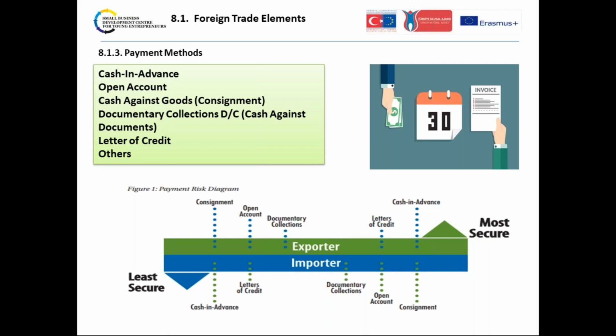Open account and consignment, especially open account, is a big problem. If you do not trust your customer or if you are working with them for the first time, please, please do not work with open account or cash against goods. Cash against goods means you get your payment when your goods arrive there. So I'm asking you, what if you send the goods to your customer but they are not paying you? Who will compensate you? No one. So be careful with these payment options also.